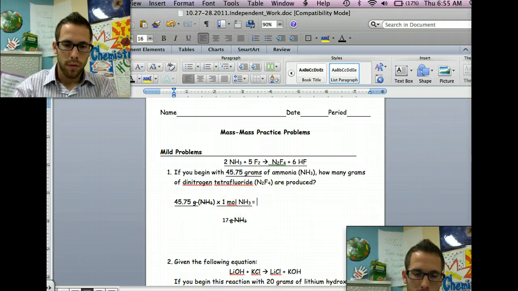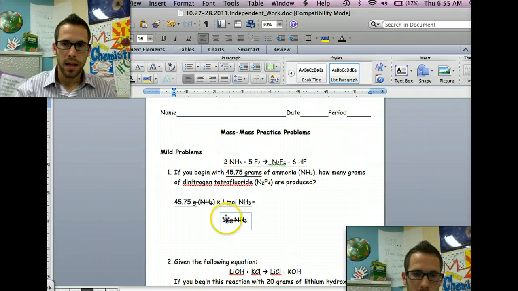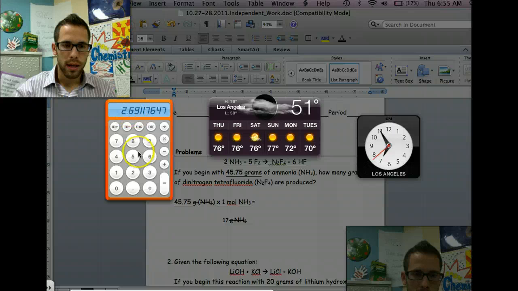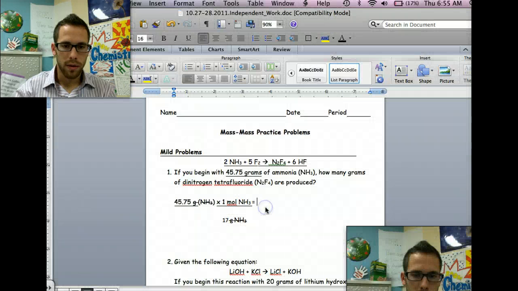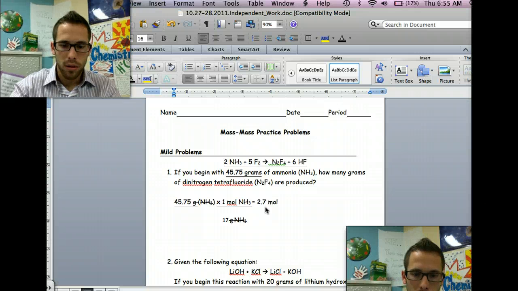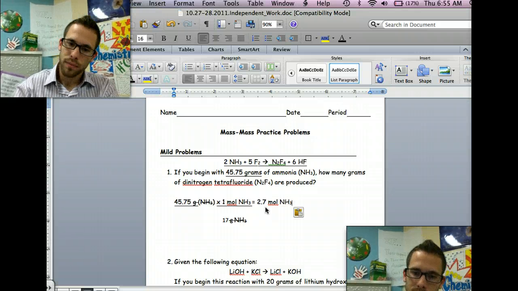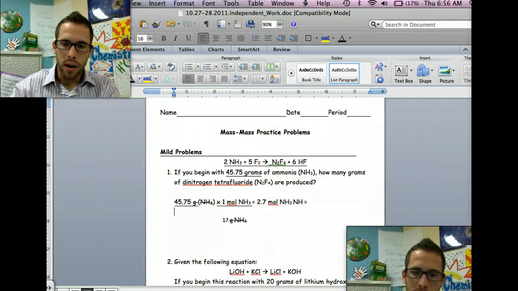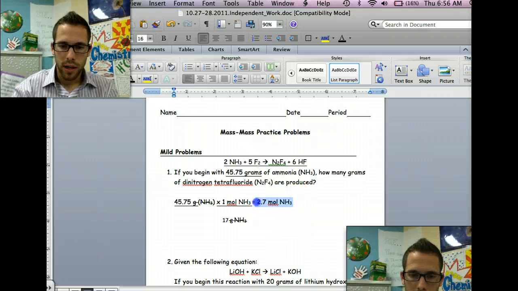And my answer is equivalent to 45.75 divided by 17. I can do that math. When I do 45.75 divided by 17, it equals 2.69. Perfect. 2.69, or just 2.7 moles of NH3. So now I know the moles of NH3. But am I done? Not quite. So let's check it out.